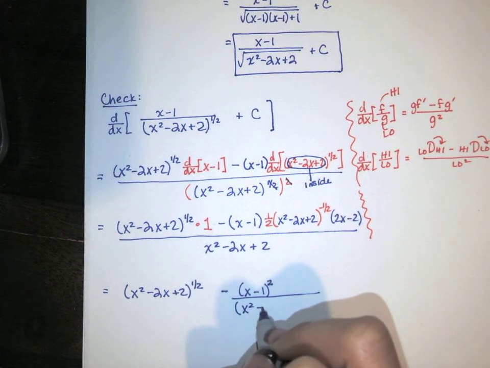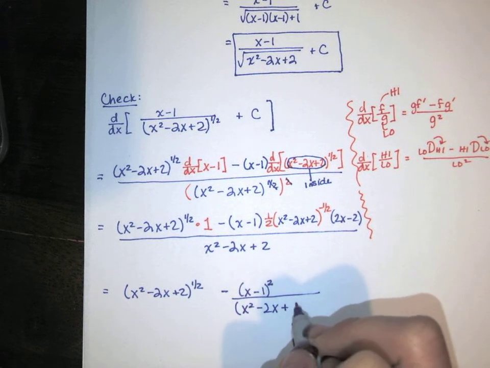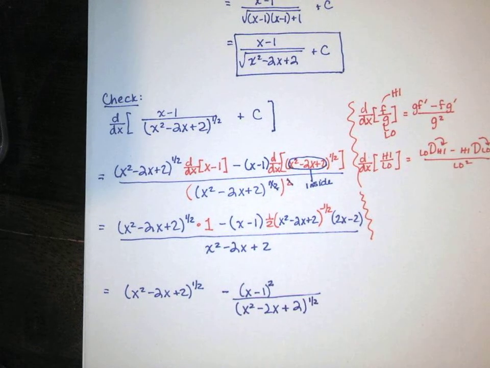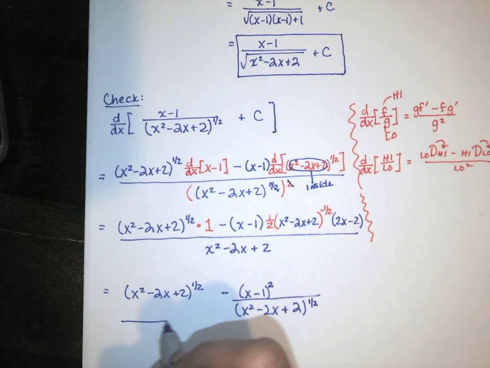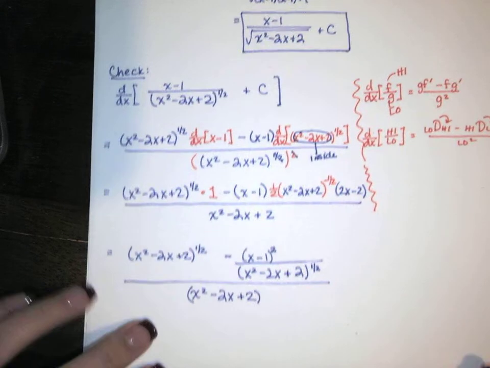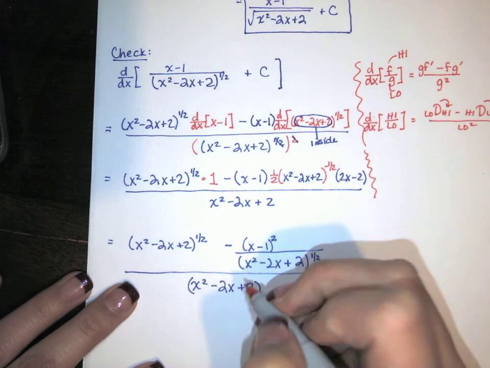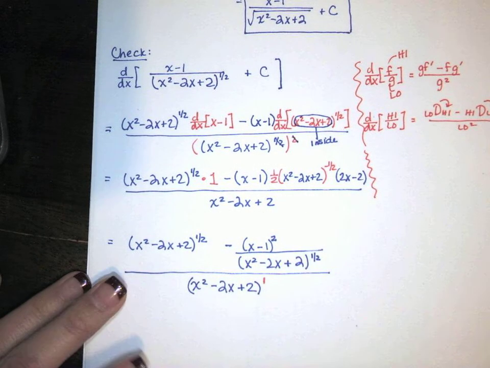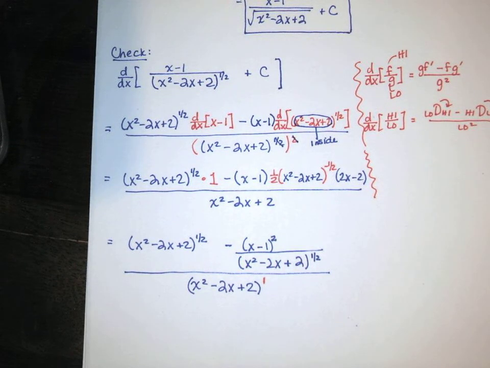Or if you prefer, just write it as x squared minus 2x plus 2 all to the 1/2 in the denominator. But we're still also dividing by x squared minus 2x plus 2 to the first, keep that in mind. Still not looking the way I want it to look yet. Does not look like my original integrand.